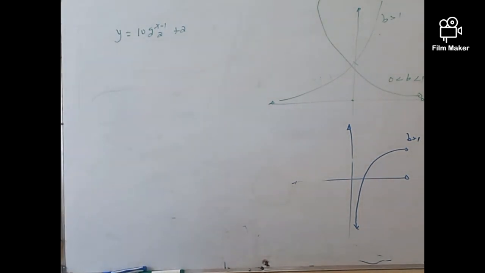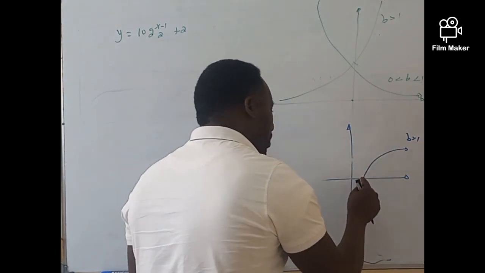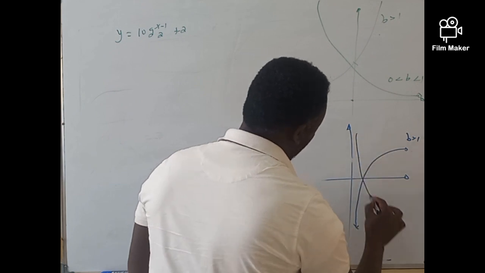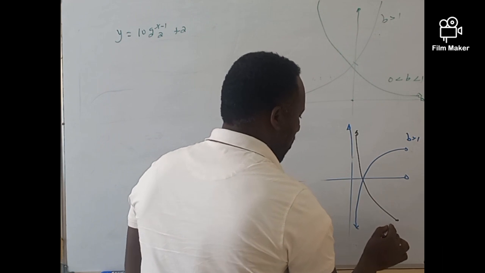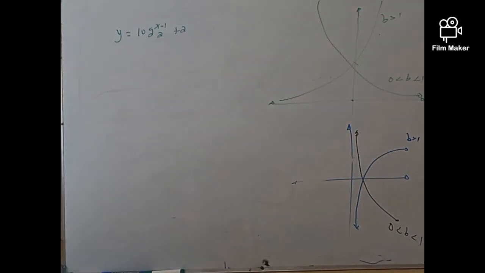So this is the first point that you have to remember. In the case of logarithm, if the base of the logarithm is between 0 and 1, the graph is going to be like this. So this is the graph of a logarithm where the base is between 0 and 1. You have to know this.